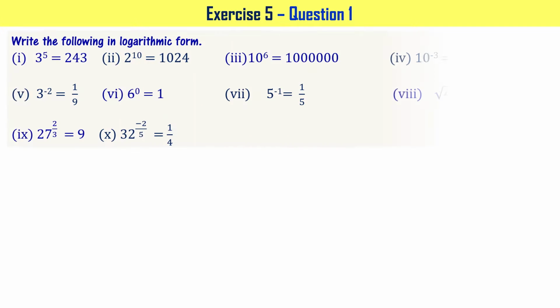Question number 1 is write the following in the logarithmic form. Here we are given total 10 equations. We are asked to write them or express them in their logarithmic form, right? Let's start with the first one. 3 power 5 equal to 243.